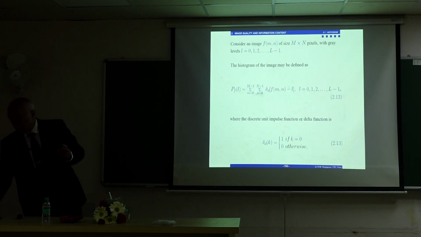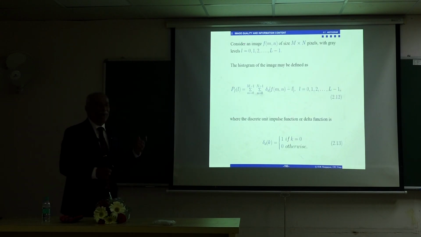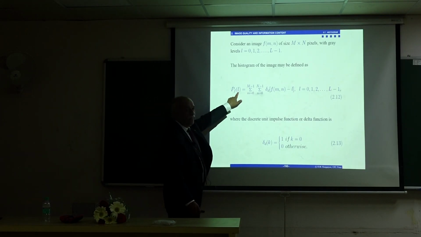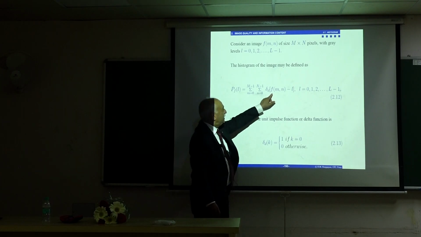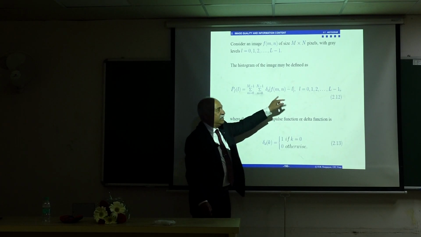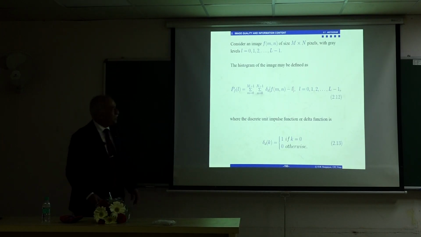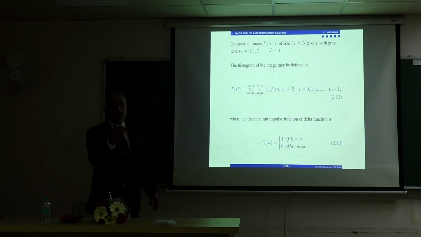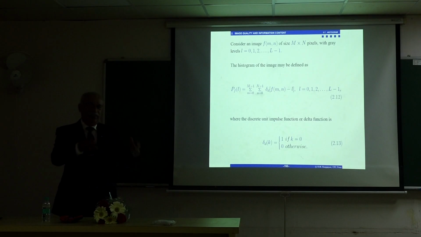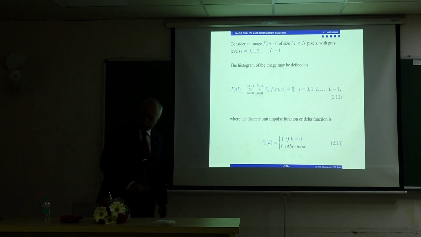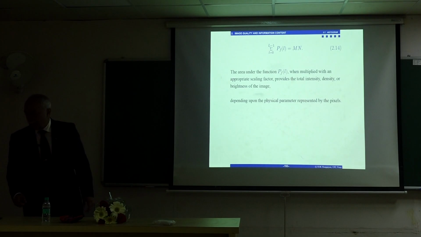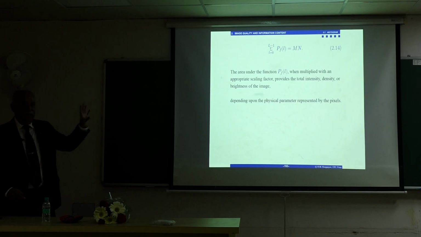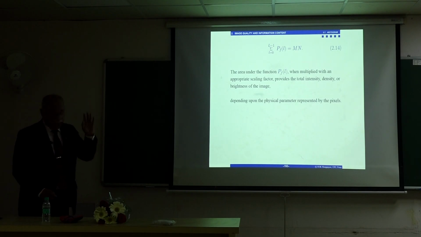Is it multimodal? So the histogram, if you want a complicated mathematical equation, the probability of the occurrence of a gray level L is the delta function f(m,n) minus L. The delta function is equal to 1 when the argument is 0. But that's more complicated than needed. You simply count how many times 0, 1, and so on occur in the image, make a plot, that's the histogram. If you integrate that, you will get MN, the number of pixels in the M by N image. But that is the histogram.